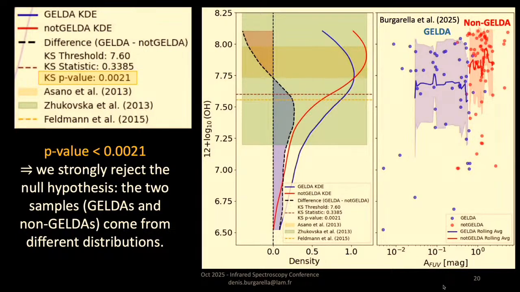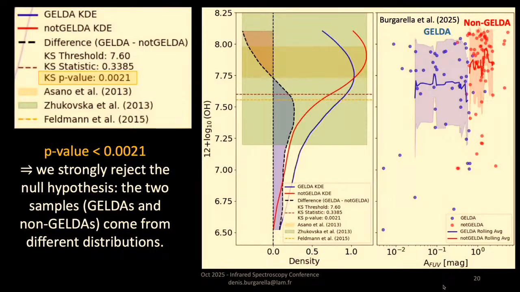And the GALDAs, the galaxies with an extremely low dust attenuation, are here. And the other ones are here. And you can see that you have quite a nice difference. But, well, having the difference here is not enough. So I plotted the distribution here. Blue are GALDAs, red are the other ones. And I ran a statistical test, Kolmogorov-Smirnov, and I got this value. So this shows that we can strongly reject the null hypothesis, which is that both samples are coming from the same distribution. So they do come from different distributions.